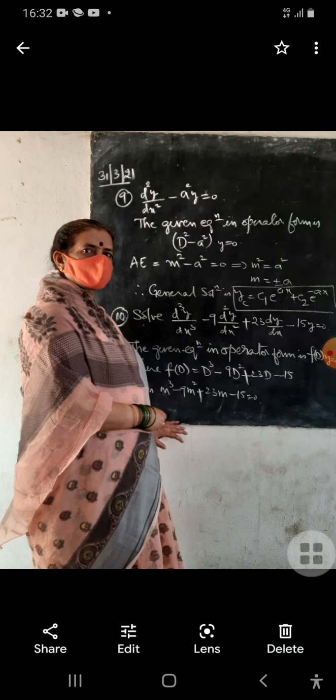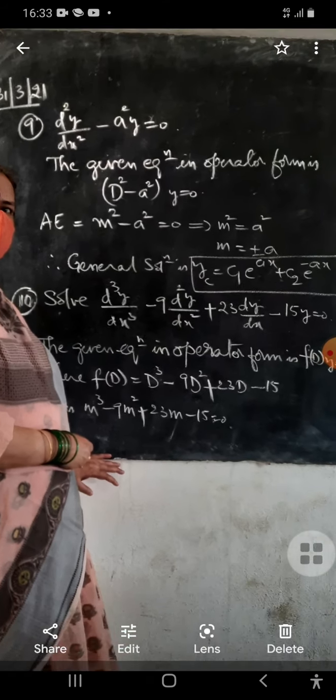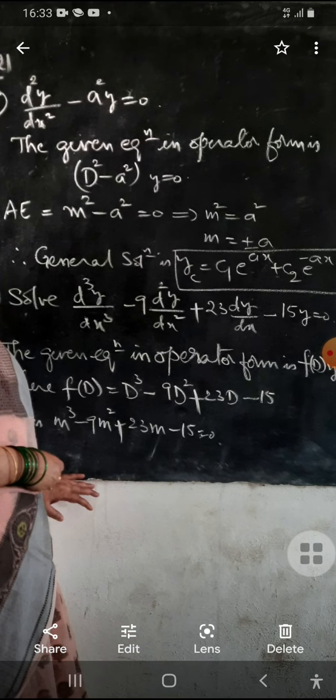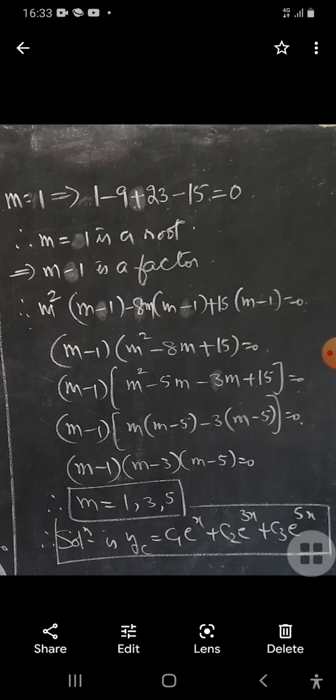Next, problem number 10. Solve d cube y by dx cube minus 9 d square y by dx square plus 23 dy by dx minus 15y equal to 0. The given equation in operator form is f(D) y equal to 0, where f(D) equal to D cube minus 9D square plus 23D minus 15. So that is m cube minus 9m square plus 23m minus 15 equal to 0. Now if we put m is equal to 1, the equation becomes equal to 0. Therefore m is equal to 1 is a root. Hence m minus 1 is a factor.